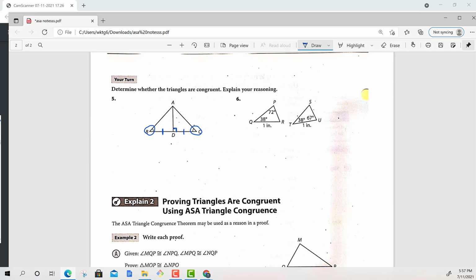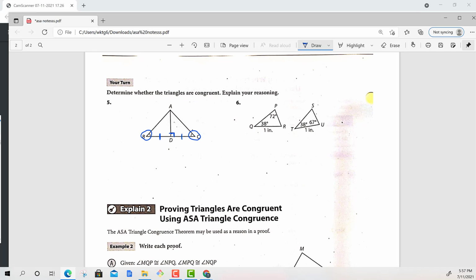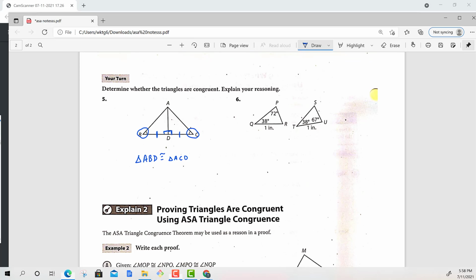And we also know that the measure of angle ADB, which is the left triangle in this diagram, has to be 90 as well, because those two angles are a linear pair because they form a straight angle. And a straight angle is 180 degrees. So that means they're both 90 degrees, which means the measure of angle ADB is equal to the measure of angle ADC. So those triangles are congruent by angle, side, angle.